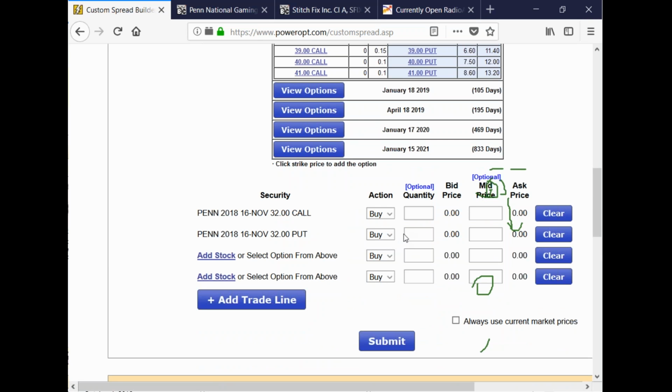I know the 32 put was probably going to be around 185, and the 32 call would probably be about the same, maybe a little bit higher. Anyway, so a straddle or a strangle he might have done in this case. This is a straddle when they're the same strikes.